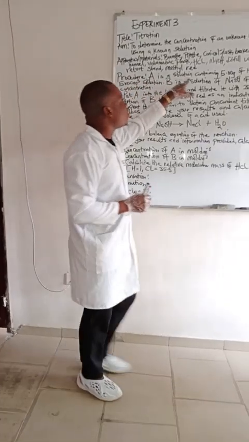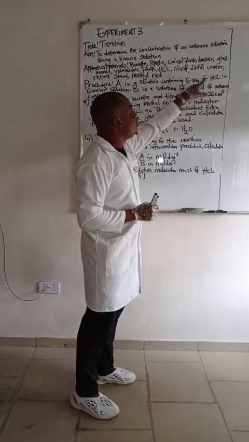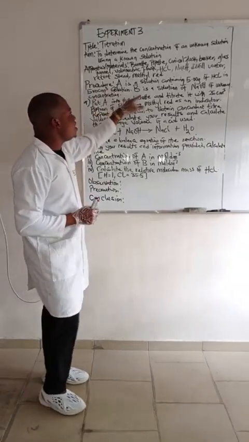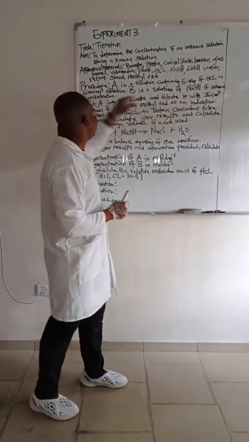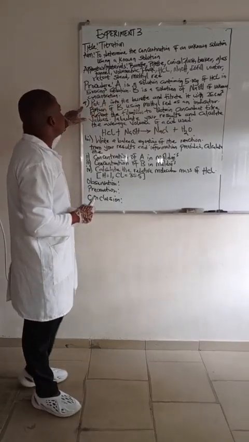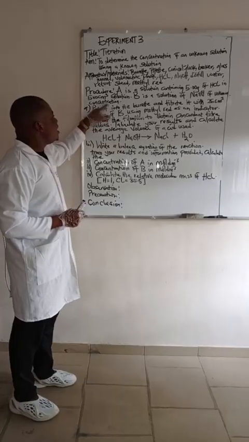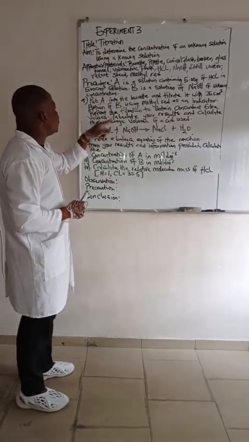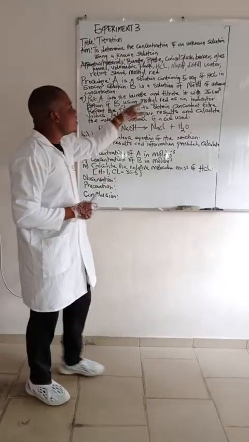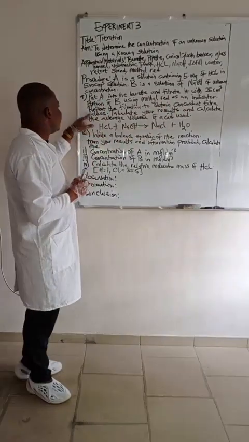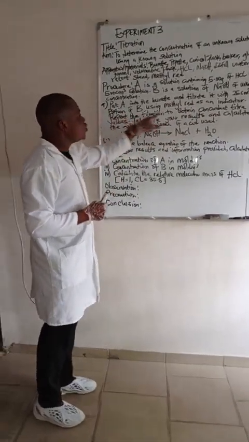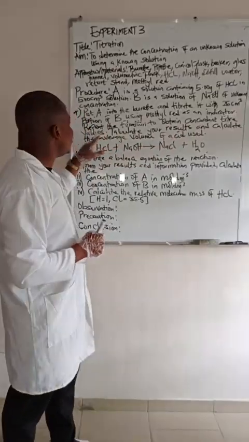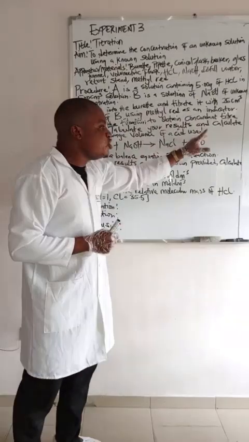A is a solution containing 5.00 gram of HCl in 500 cm cube of solution. B is a solution of sodium hydroxide of unknown concentration. The structure is here. Put A into the burette and titrate it with 25 cm cube portions of B using methyl orange as an indicator. Repeat the titration to obtain concordant titre values. Tabulate your results and calculate the average volume of acid used.